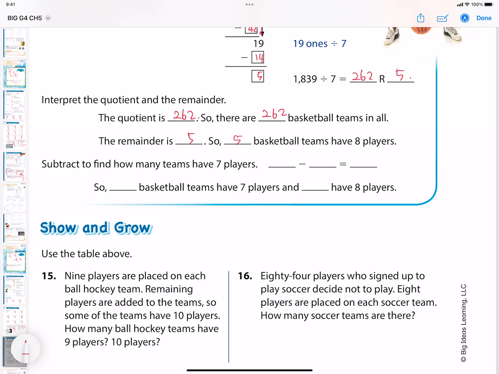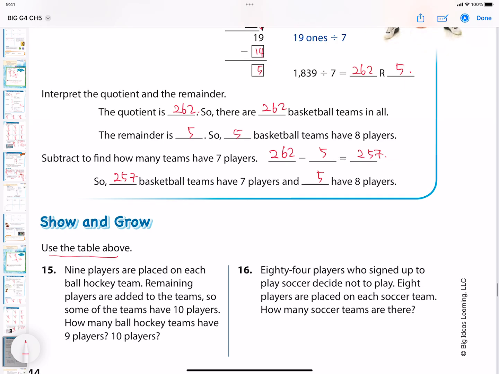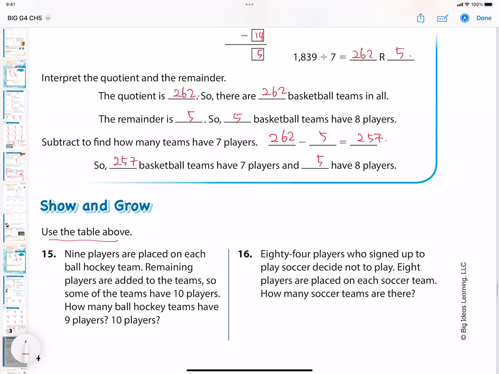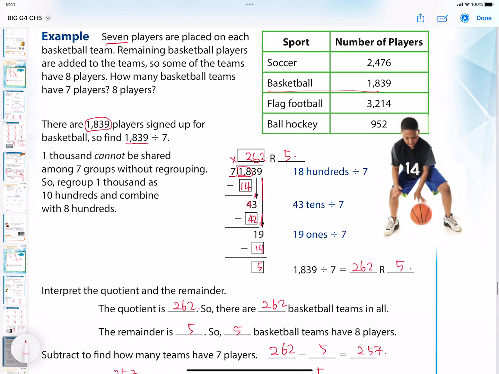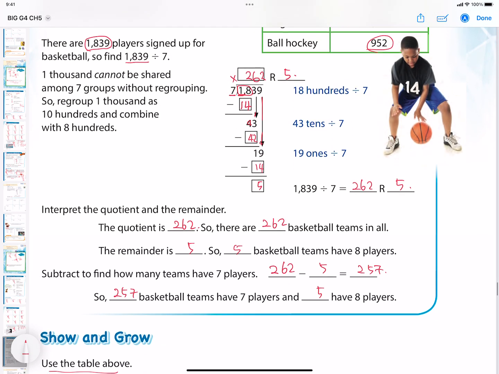Okay? So subtract to find how many teams have 7 players. Okay, 262 take away 5, which is what? 257. Okay, so 257 basketball teams have 7 players and 5 have 8 players. Okay, use the table above. 9 players are placed on each ball hockey team. Okay, ball hockey team, 952.